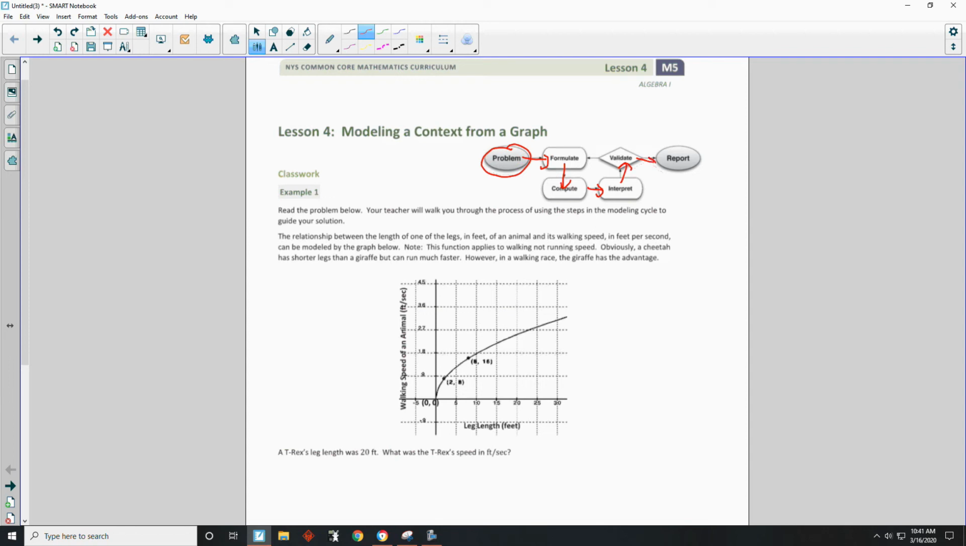If it's valid, you report and say, okay, this is what it is, and we're done. If it's not valid, then you need to repeat the process. So then you would go back to formulate and start over and work around again. And so we're going to formulate, compute, interpret, validate, and it's going to be a circle around. You may not get it the first or second time, but eventually you will get it, and when you do, you report your findings. So that is the process of the modeling cycle.